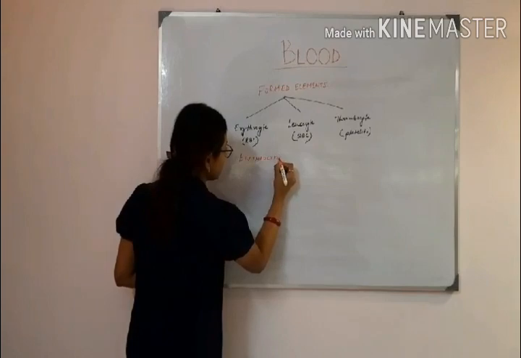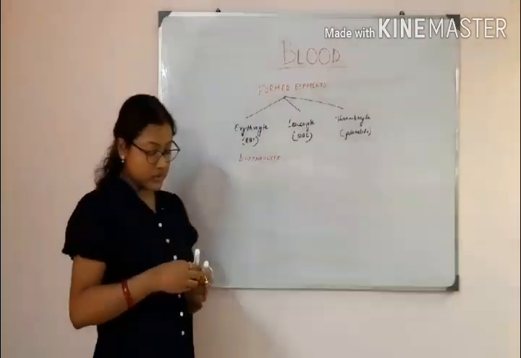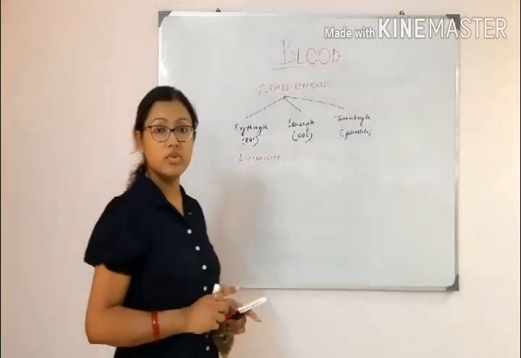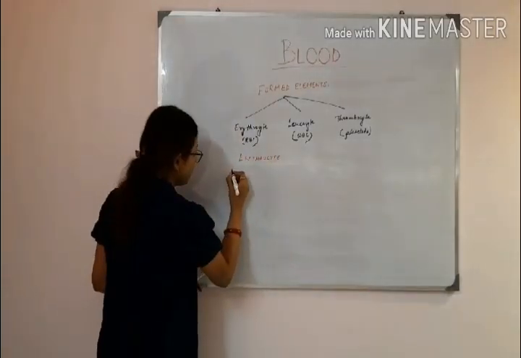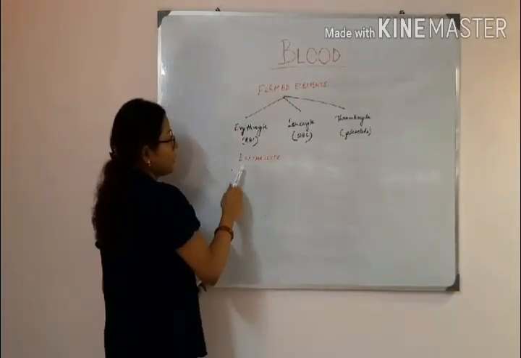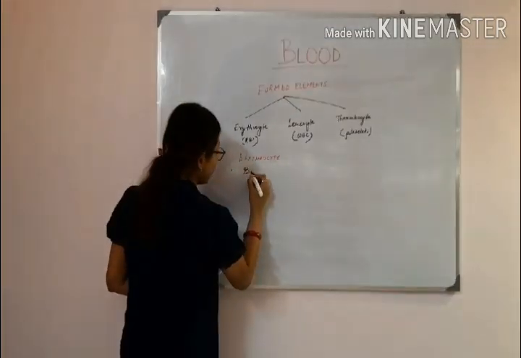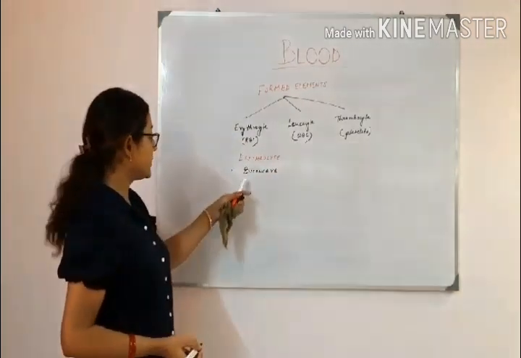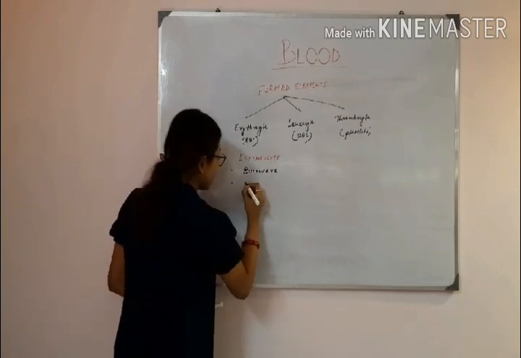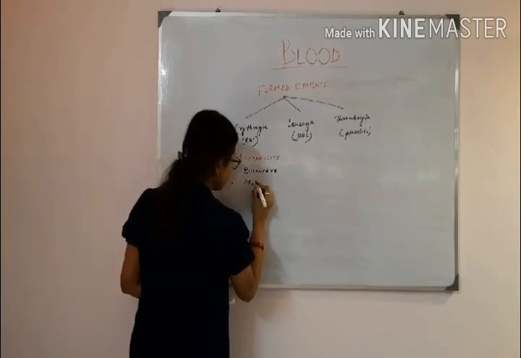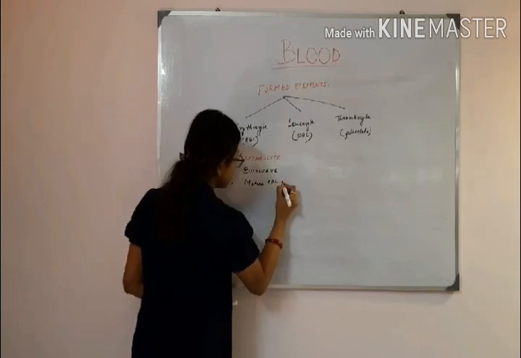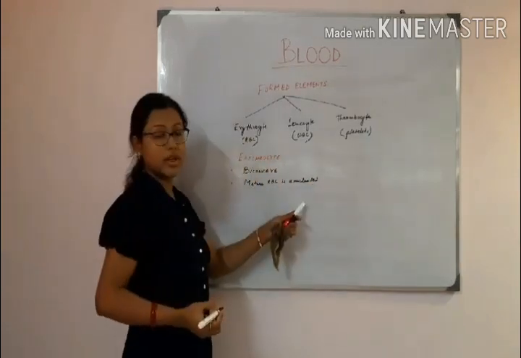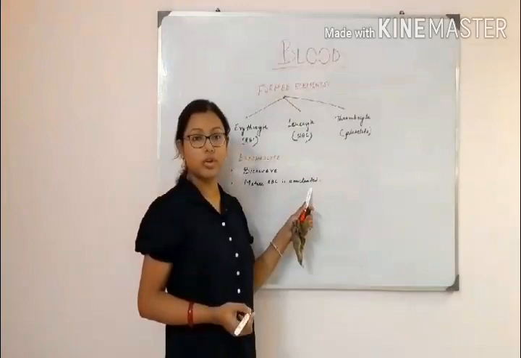Erythrocyte. Here we will see some points which are very important for Neet. So we will look into each one of them. First point, it is biconcave. Okay. RBC is biconcave. Next, mature RBC is anucleated. Anucleated means mature RBC does not have a nucleus.